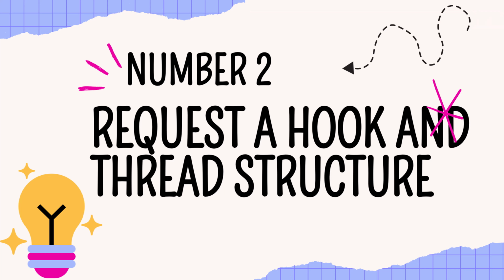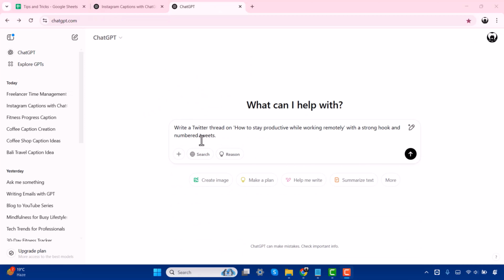The next one, number 2. Request a hook and thread structure. A compelling hook grabs attention, while a structured format keeps readers engaged from start to finish. Example prompt: Write a Twitter thread on how to stay productive while working remotely, with a strong hook and numbered tweets.